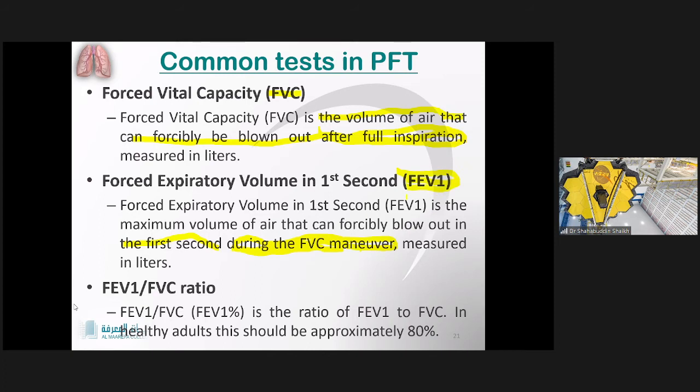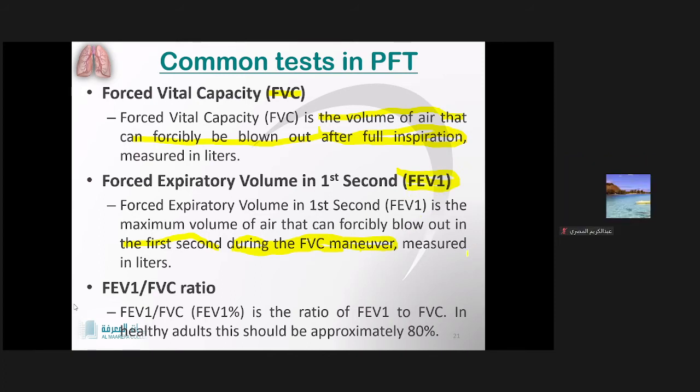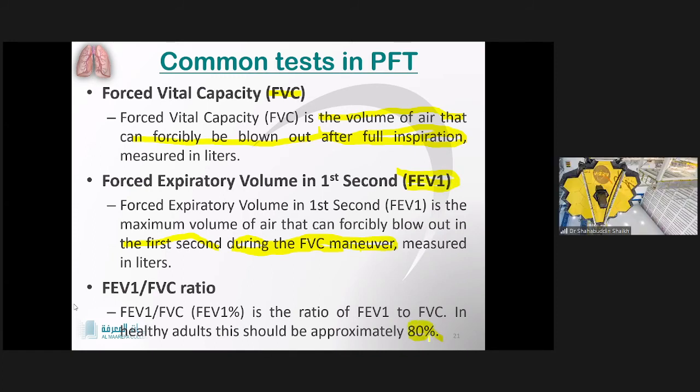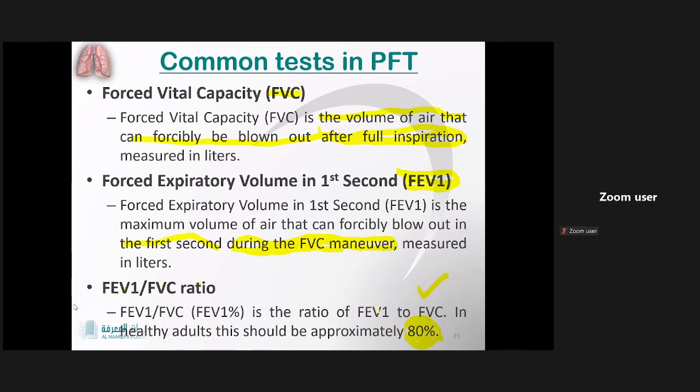Okay. Clear? And how much is the normal FEV1? 80% of the FVC. 80% of total FVC should come out in first second. So this is the normal. FEV1 out of FVC should be 80%. FEV1 FVC ratio should be 80% normally. If it is less, yani person is having obstructive lung disease. Can you remember? Yes.